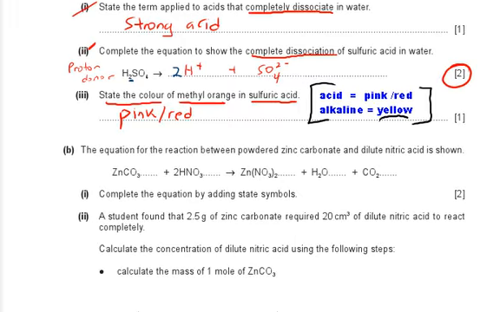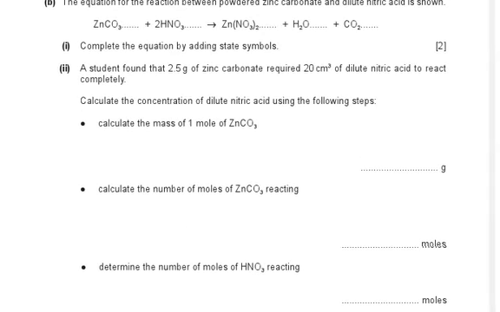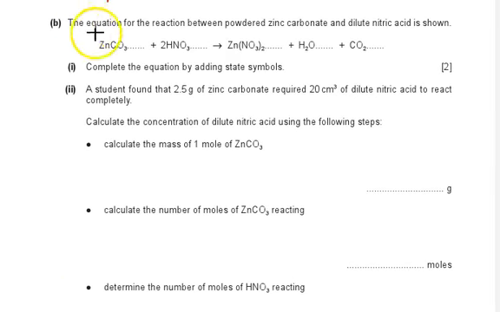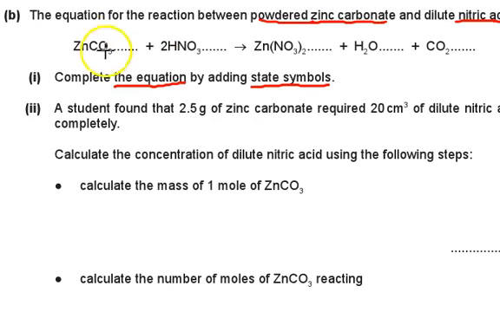Alright, so please remember this. Okay, now we move on to section B. Here we can see the equation for the reaction between powdered zinc carbonate and dilute nitric acid is shown. Now you have to complete the equation by adding state symbols. Let me make it bigger. Remember, all carbonate salts are not soluble, so it should appear as a solid. Acids should be in aqueous form.